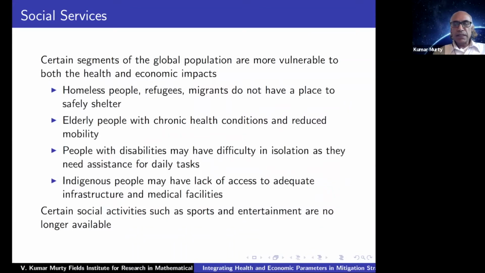Then there are people with chronic health conditions, especially the elderly with reduced mobility. How will they stay in isolation? How will they take care of themselves? How will they address the need for additional hygiene that this current pandemic is demanding? Then there's always the issue with people who have mobility restrictions or limitations. They'll have difficulty in isolation even for performing daily tasks. And then Canada has a significant indigenous population. They may have a lack of access to adequate infrastructure and medical facilities, public health facilities. So it's clear that there is a large segment of the global population that is more vulnerable to these impacts. And then all of us as a whole are missing certain social activities such as sports and entertainment.